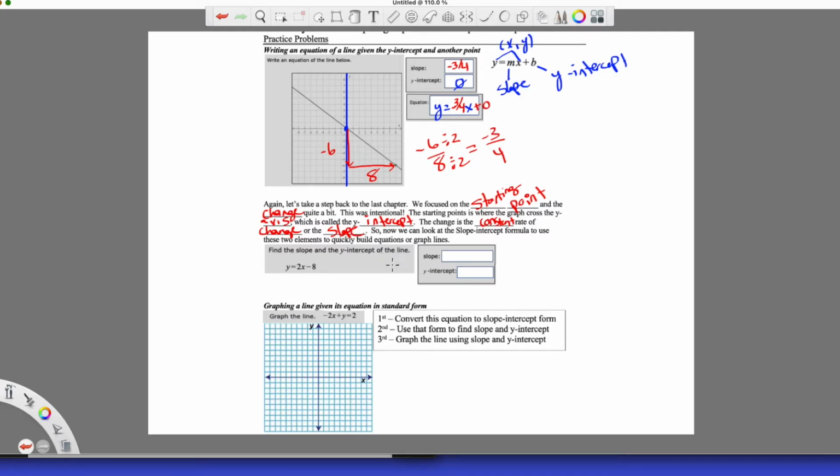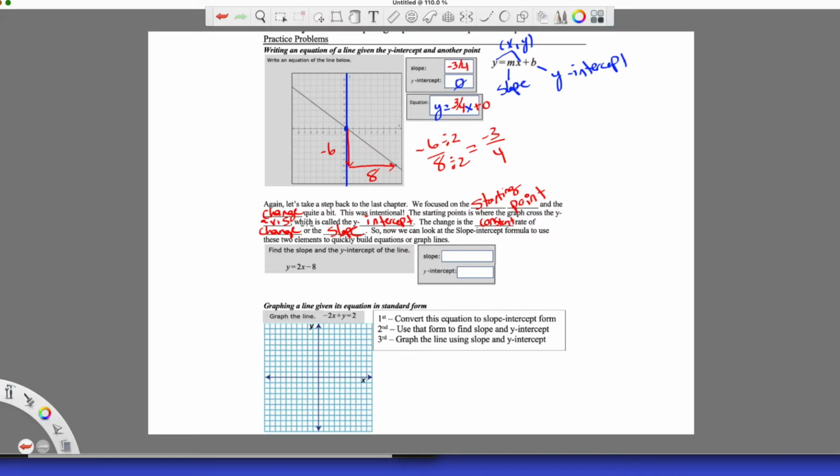Slope is much more common, I think. So change is just a very simple way of asking, what am I changing by? How am I getting from this point to this point? And we want to know that in terms of slope. We look at rise and run. How did I go from here to here? Well, I went down 6 and right 8. That's how I got there.